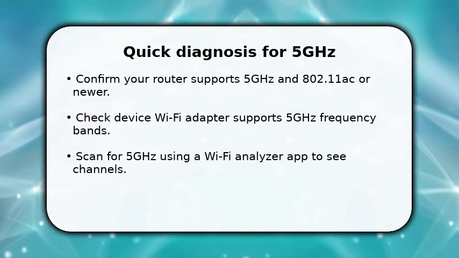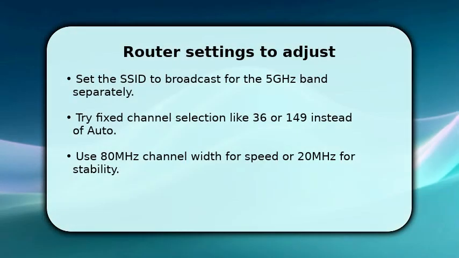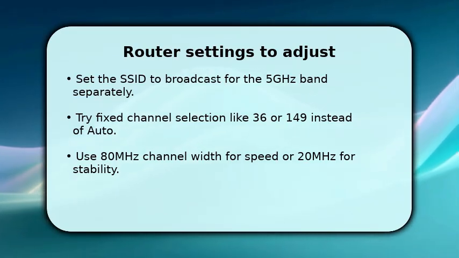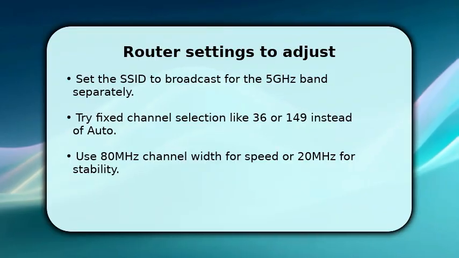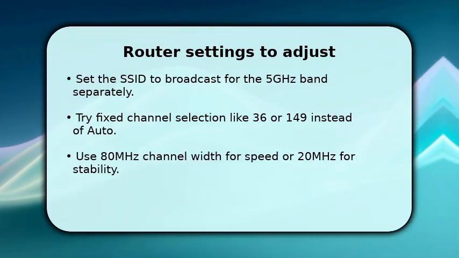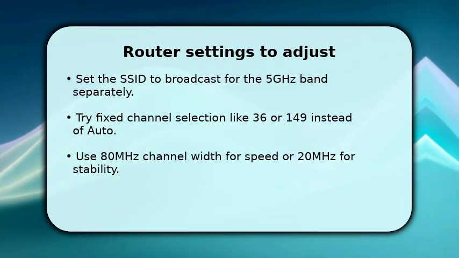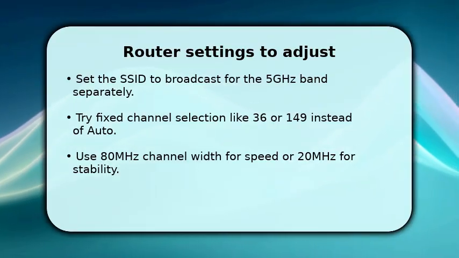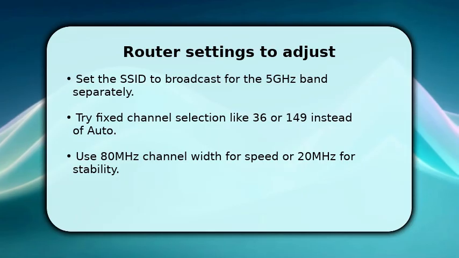Access the router admin page and log in with your credentials. Set the SSID to broadcast for the 5 GHz band separately from 4 GHz. Ensure encryption uses WPA2 or WPA3, not WEP or open networks.